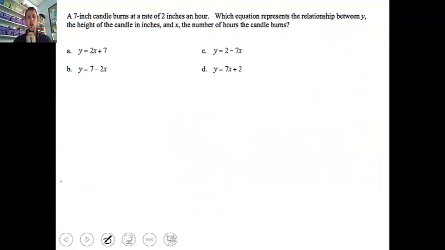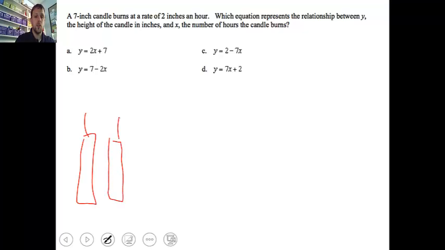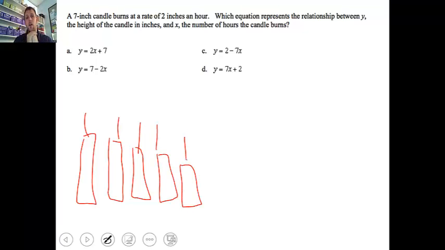Okay. A 7-inch candle burns at a rate of 2 inches per hour. What happens to a candle when it burns? It gets smaller. So it's going to keep on shrinking. It burns at a rate of 2 inches per hour. That means it's going to go down.